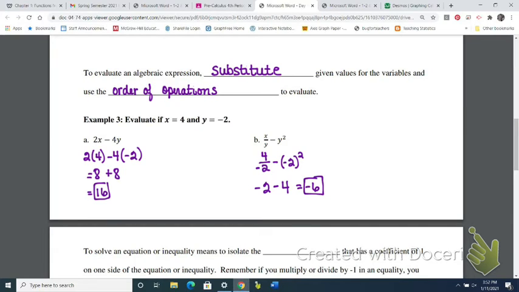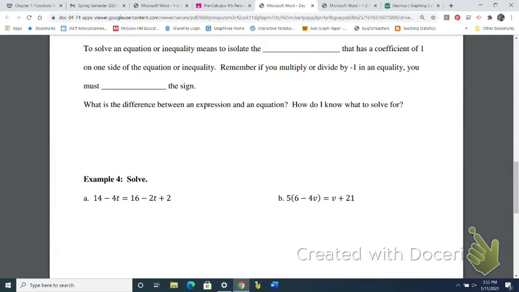Let's talk about solving equations, and that will be it for today. To solve an equation or inequality means to isolate the variable that has a coefficient of 1 on one side of the equation or inequality. Remember, if you multiply or divide by negative 1 in an inequality, you must flip the sign.